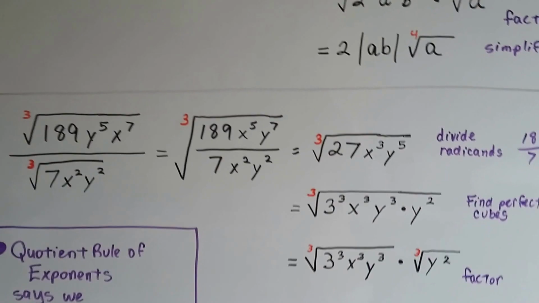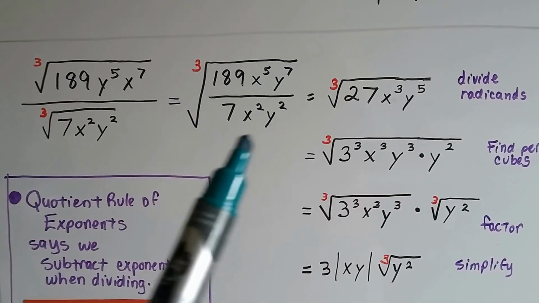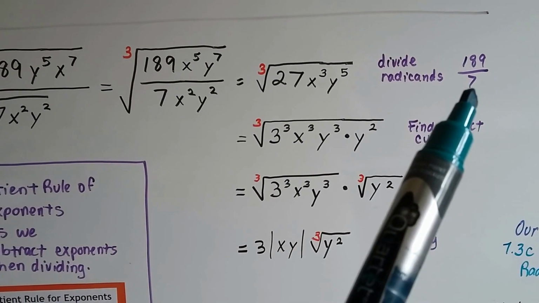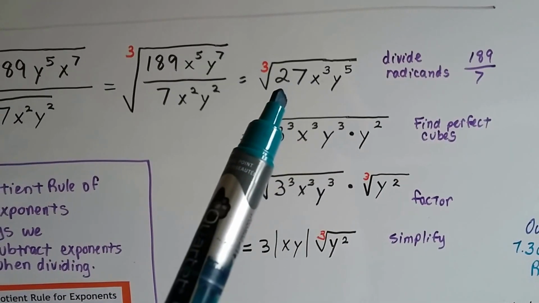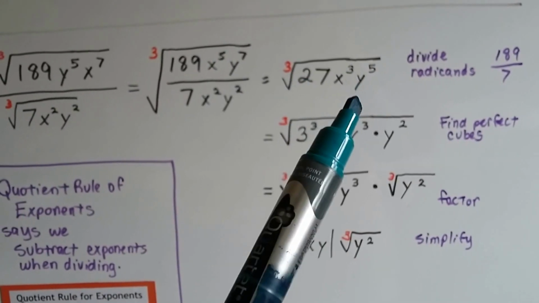Let's try this one. This one's a little big one. And we're going to write the entire thing under one radical symbol. We're going to do 189 divided by 7, which is a 27. And we have the cube root of 27, x to the 3rd, y to the 5th.